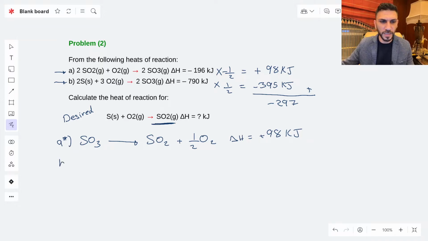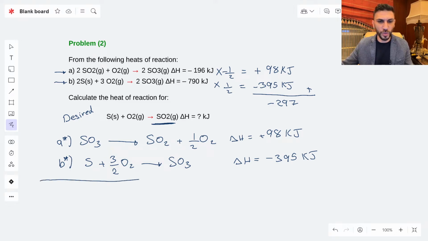In reaction B star, we need the S in the reactant and we need only 1 mole of it here, 1 mole. So I'm going to multiply it by half. It's going to equal to S plus 3/2 O2 yields to SO3, and delta H equals to -395 kilojoules.